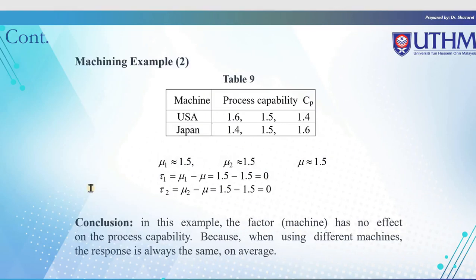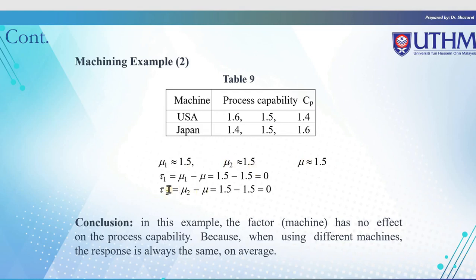Okay, let's look at this example. We have different types of machine, so one factor of 2 levels, which are USA and Japan type of machine. And then we have 3 replicates for each level. We calculate the mean for the first level, it is equal to 1.5, and for the second level, it is 1.5 as well, the same value for each level. And then we calculate the tau, which is the effect of the level. Overall, of course, it is 1.5 because the mean for each level is also 1.5.